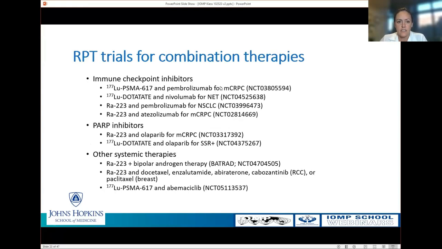Many trials of rational combination therapies. We know that radiation can work synergistically with immunotherapies. Immune checkpoint inhibitors can also potentially work synergistically with PARP inhibitors for potentiation of DNA damage and other systemic therapies.